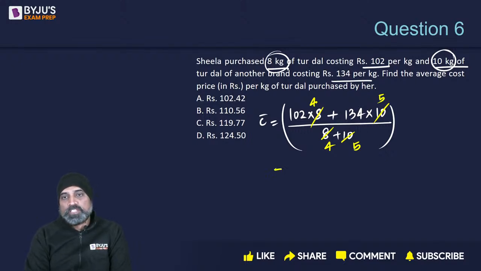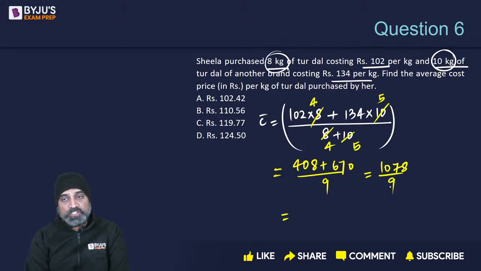Okay. So this is going to give us 408 plus 670 divided by 9, which is going to give us 1078 divided by 9, which is going to give us almost 120 rupees, right? Had this been 1080, it would have been exactly 120. So this is going to be a little less than 120 rupees.